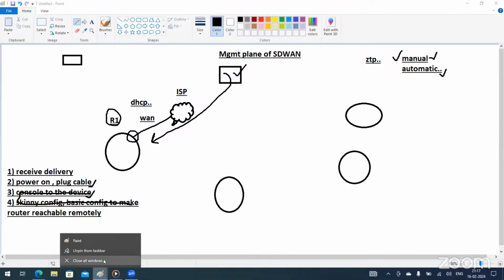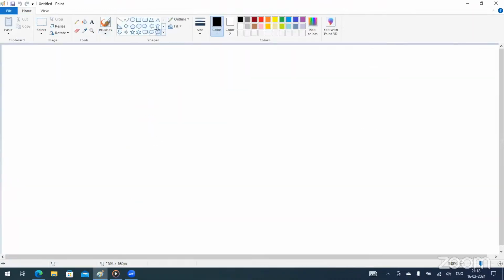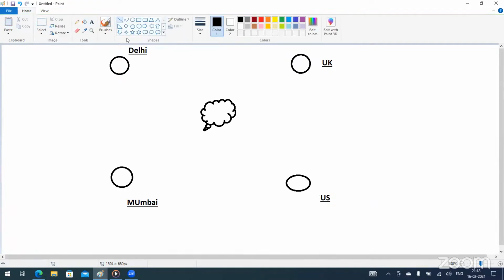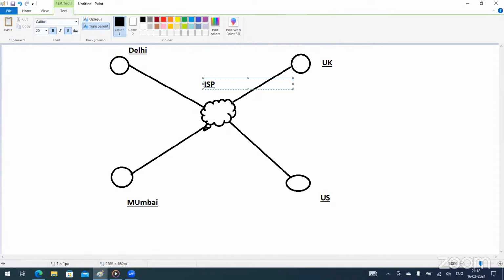Okay. Now, how are our organizations set up? If we have an office in Delhi, an office in London, an office in UK, an office in US. I am taking the example of 4 offices and only one router each. There may be different routers, 2 or 3 routers for redundancy, right? These are sort of their WAN links. They are connected to one common ISP. It can be a private or public ISP. It can be MPLS VPN, right? Or it can be public internet.